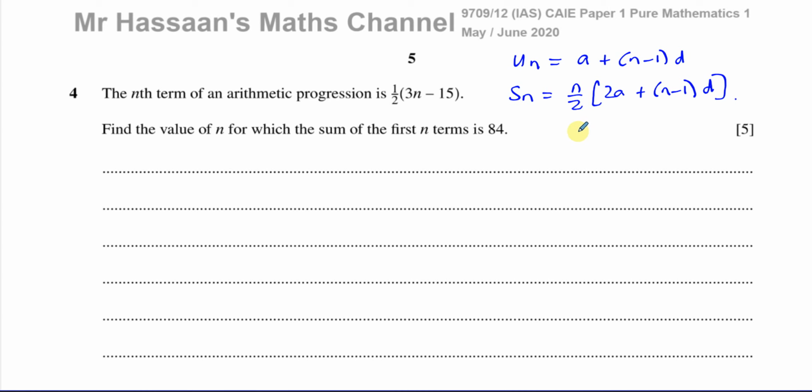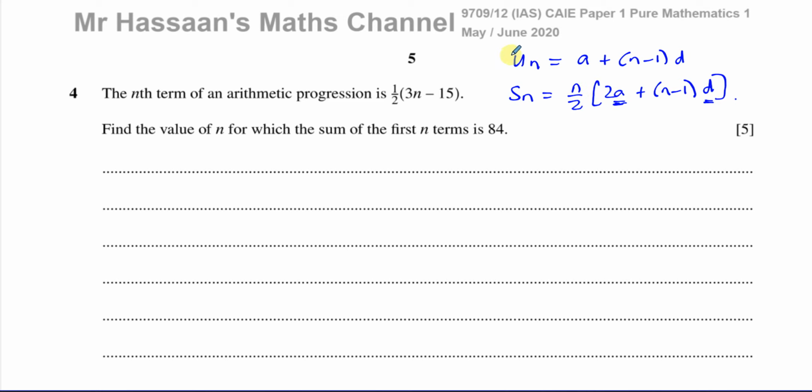And so we've got to find the value of n for which the sum of the first n terms is 84. So first of all, we're going to make Sn equal 84, and we're going to find the value of n. So really, we need to find the value of a and d, so that Sn is replaced by 84. We have to find what n is. Can we work out a and d from what we have?